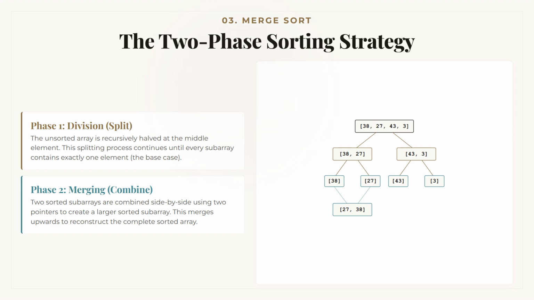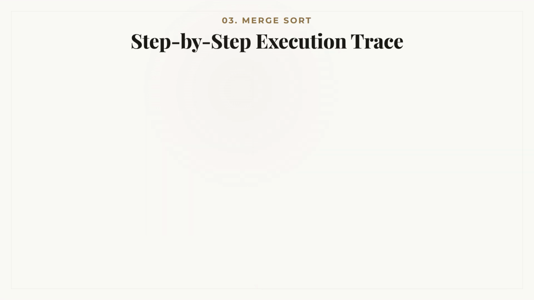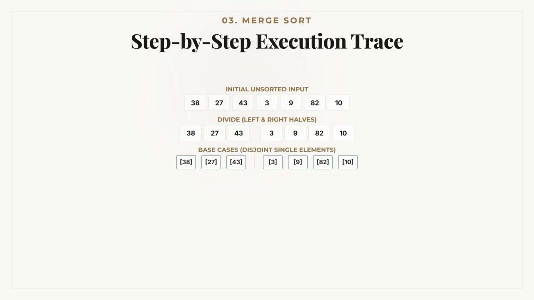Let us take an example. Suppose the array contains the elements 38, 27, 43, 3, 9, 82, and 10. The algorithm first divides the array into 2 halves. The left half contains 38, 27, and 43. The right half contains 3, 9, 82, and 10. Each half is divided again. Eventually, we obtain arrays containing only one element.